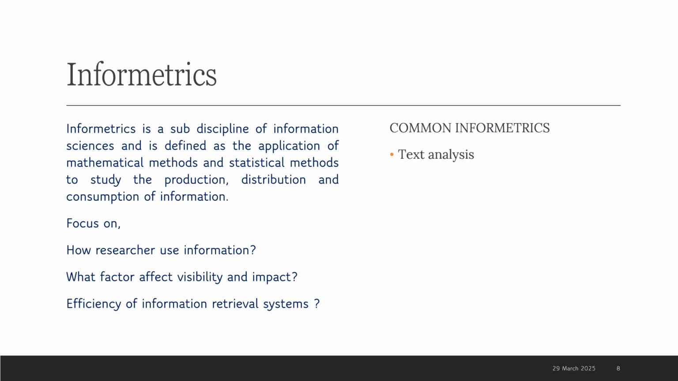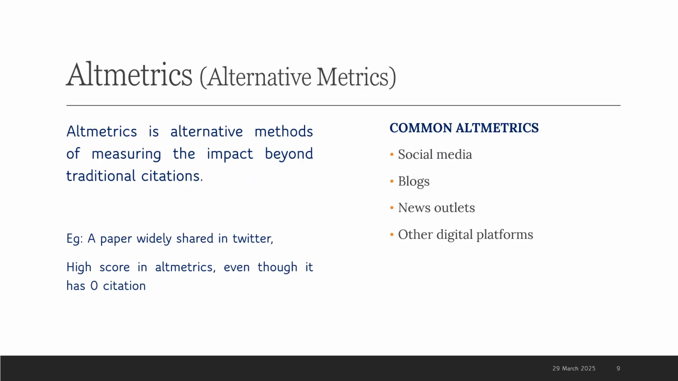By analyzing the frequency and context of these terms in publications, as we more often come across the word, term frequency in text mining. Informetrics also examines the efficiency of information retrieval systems such as academic databases and search engines to improve access to scientific knowledge. This is especially relevant in today's digital era where researchers rely heavily on online resources.